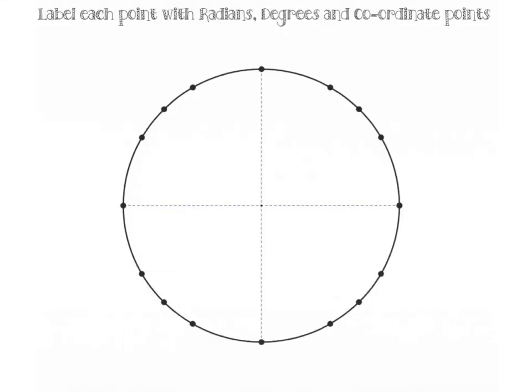This is a quick video on how to fill in your unit circle with the information for these 16 points. You need both the radians, the degrees, as well as coordinate points. Now, we're not going to do coordinate points next to the points. We're going to be doing the coordinate points that are on the axes, this horizontal axis and this vertical axis.